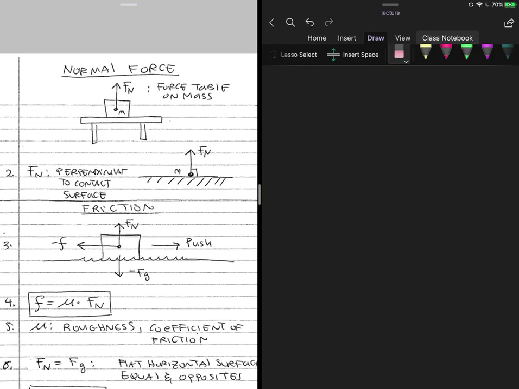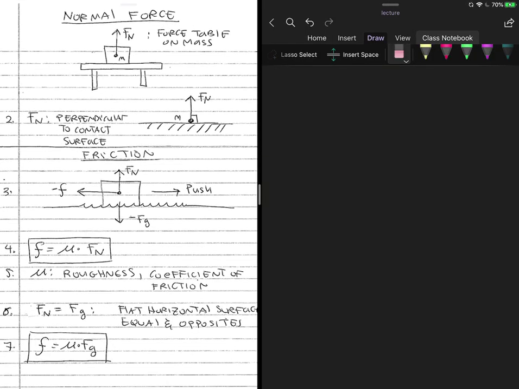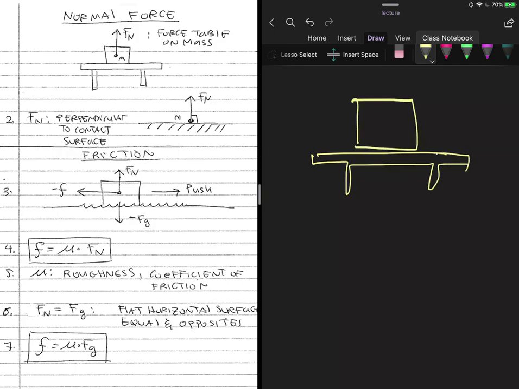What we see here is a diagram of what we just discussed. You have a table, and then you have a crate resting on the table. Let's just ignore gravity for now. We'll come back to gravity later. But because this object is resting on a table, it's in contact with the table, so the table is going to exert a force on that object upwards. That force we're going to call the normal force. This is the force that the table exerts on the mass M.